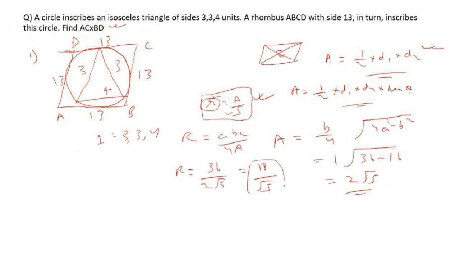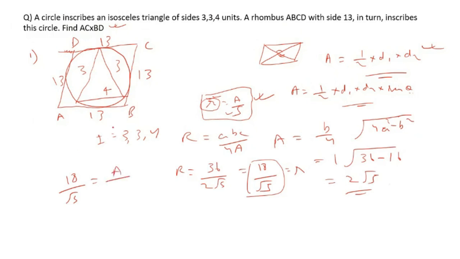This is the circumradius of this triangle, which will be the inradius of the rhombus, because this is a circle outside of this and this is a circle inside of the rhombus. So this will be equal to the inradius for the rhombus. So in this formula, we put 18 over root 5, which is basically A upon S.